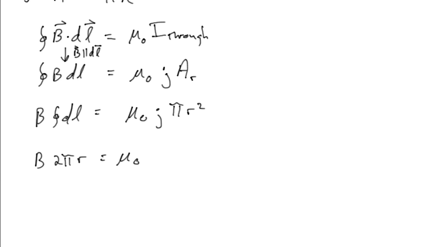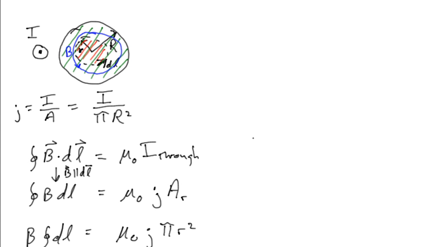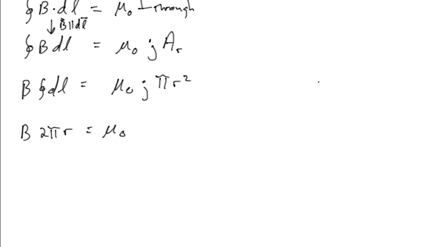J should be replaced with what it is. It's not a given, it's not one of the arguments of the function, so I'll replace it with capital I over pi times big R squared. That's what J is. And then that's multiplied by pi times little r squared.